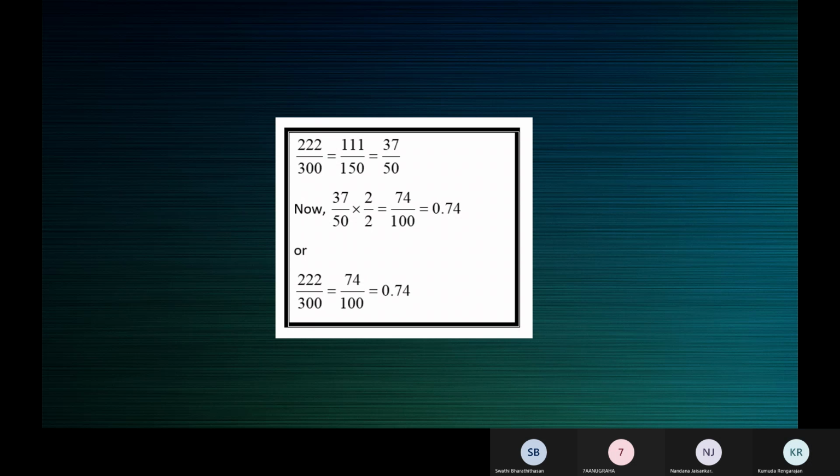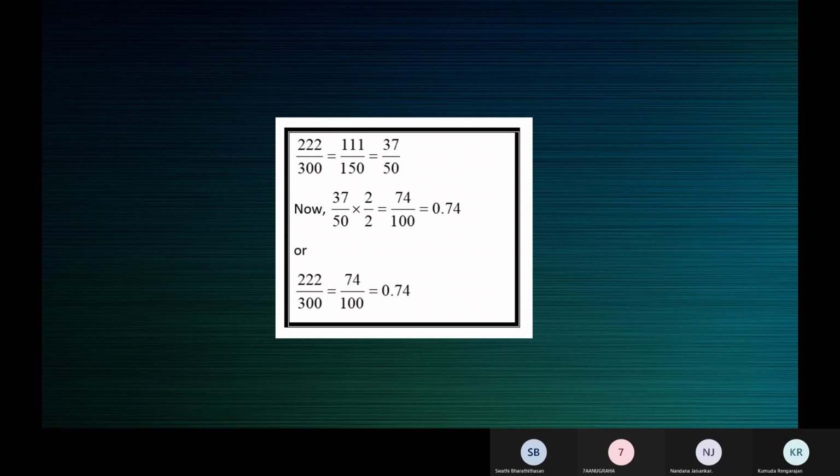In this 74, we cannot leave it as it is, as our main goal is to change it into a decimal. So when we change 74 by 100 into a decimal, there are 2 zeros in 100, so the decimal also has 2 digits after the point, which is 0.74.